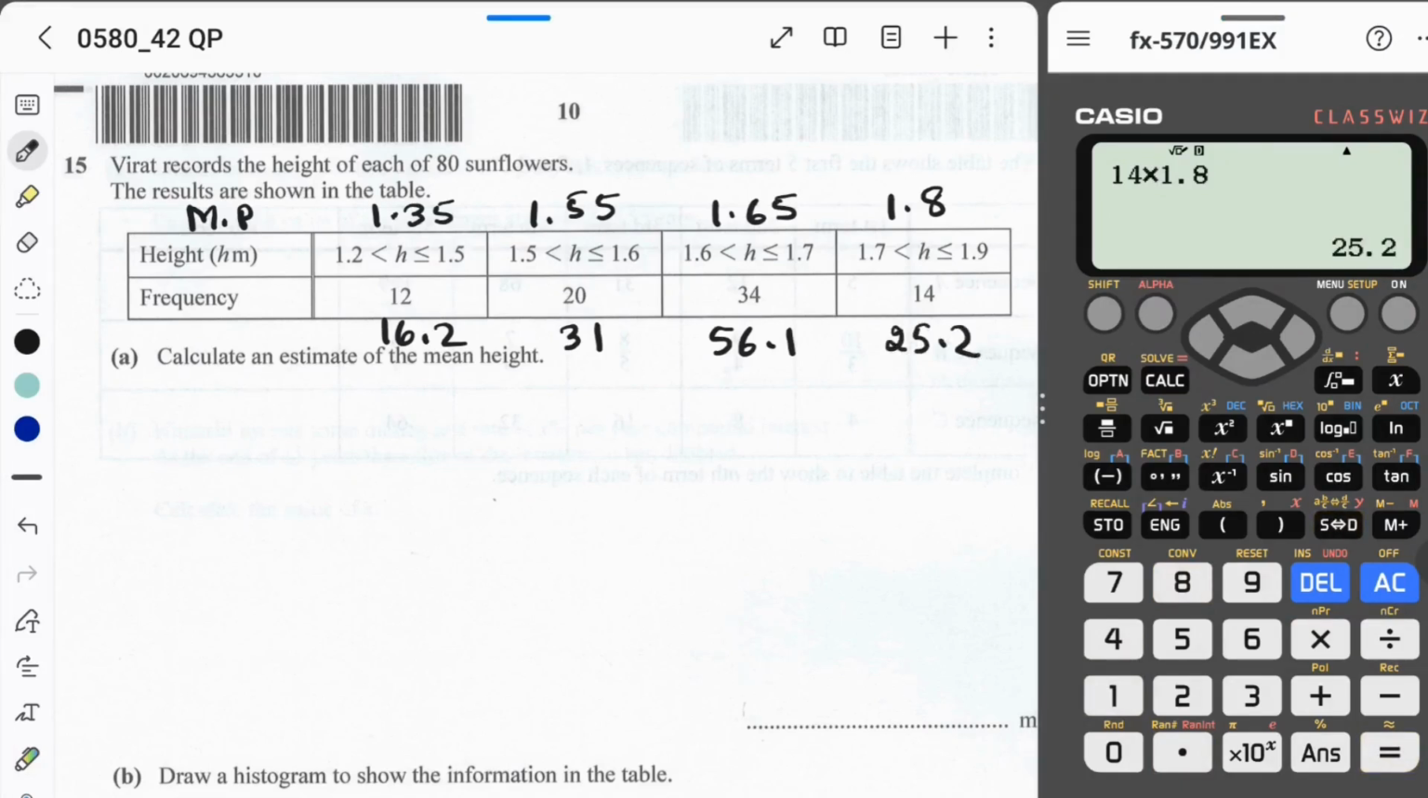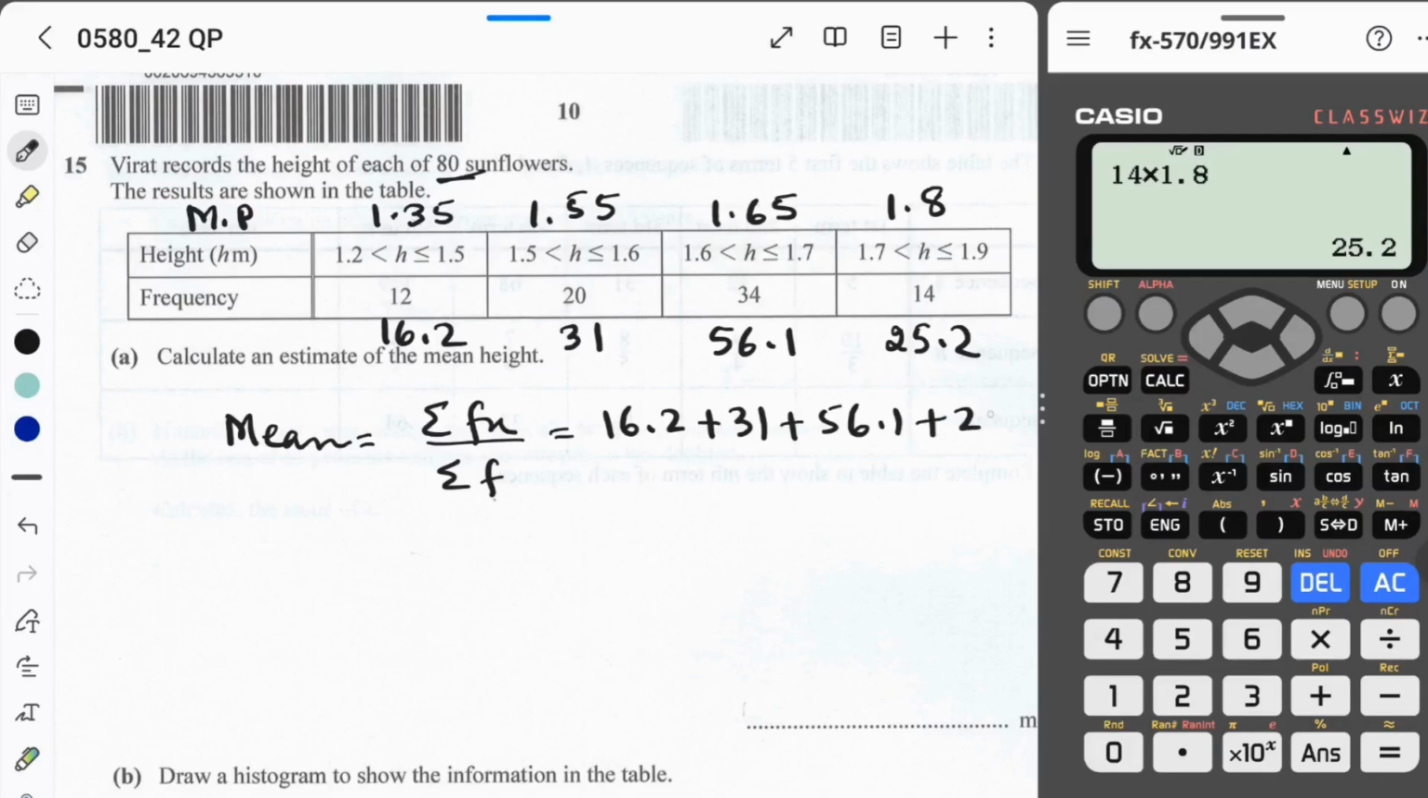Alright, now we are going to add all of the values for the sum of fx, divided by the sum of f. The sum of f is 80. If we add 12, 20, 34 and 14, it must be equal to 80. So the mean is equal to the sum of fx divided by the sum of f. So we do 16.2 plus 31 plus 56.1 plus 25.2. This is fx, and it is divided by 80. Let's calculate.